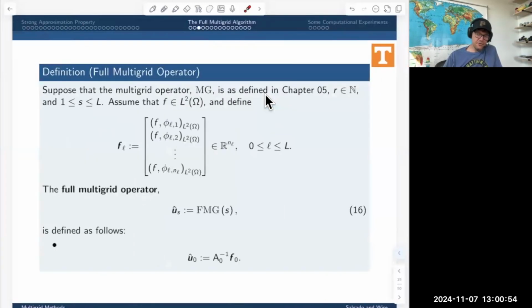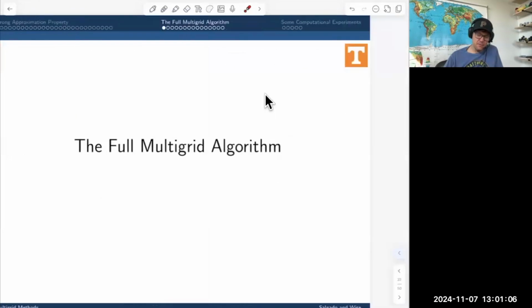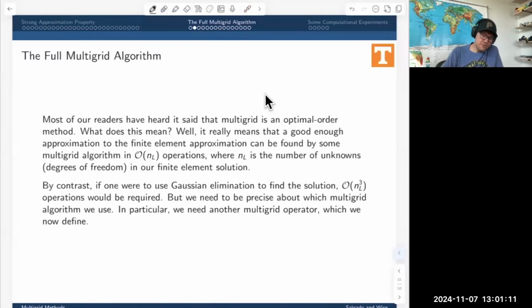So let's introduce the components of this. You've probably heard it said that multigrid is what's called an optimal order method. This means that the finite element approximation that we wrote earlier results in an equation like this. This, of course, is our given forcing vector, this is our stiffness matrix, and this is the unknown displacement vector. So if we're given this problem, we want to solve it.